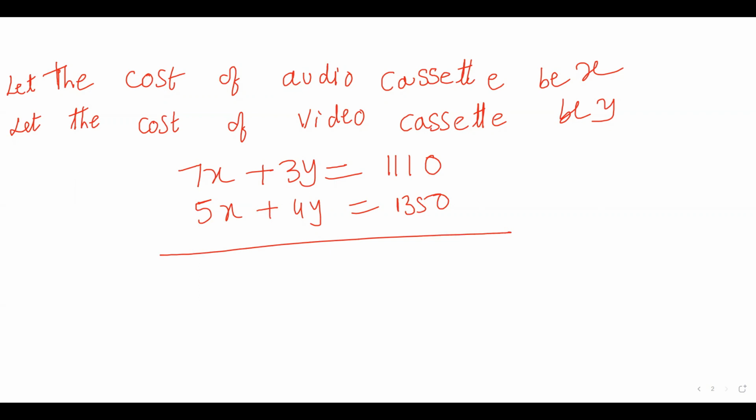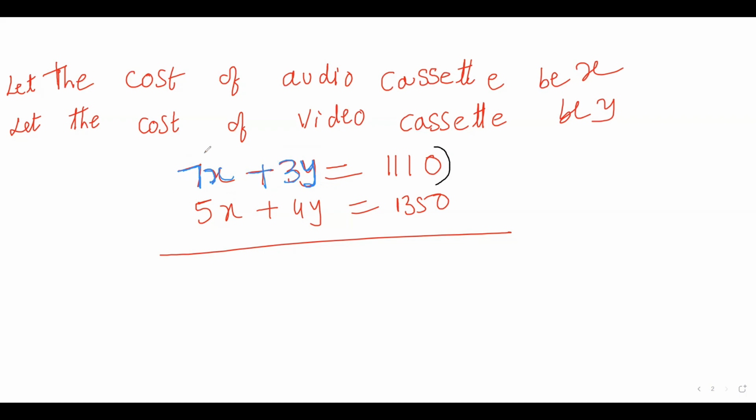See here, the cost of 1 audio cassette is x, so the cost of 7 audio cassettes is 7x, and the cost of 1 video cassette is y, so the cost of 3 video cassettes is 3y. The total cost of 7 audio cassettes and 3 video cassettes is 1110. In this way, we got the first equation. Similarly, we got the second equation using the second condition. Now let us solve for x and y using the elimination method.